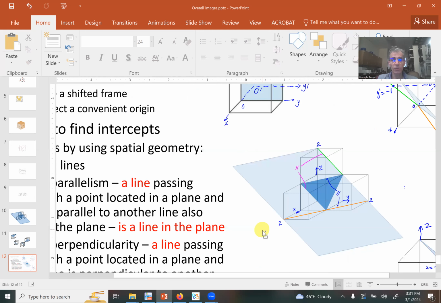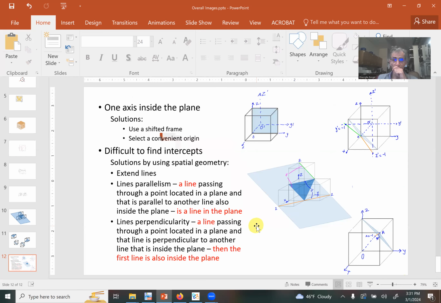First of all, there are two ideas, and one of them, from the geometry in space, is the parallelism of lines that are inside of a plane. We say that a line passing through a point located in that plane, and parallel to another line that is in the plane, is also in the plane.